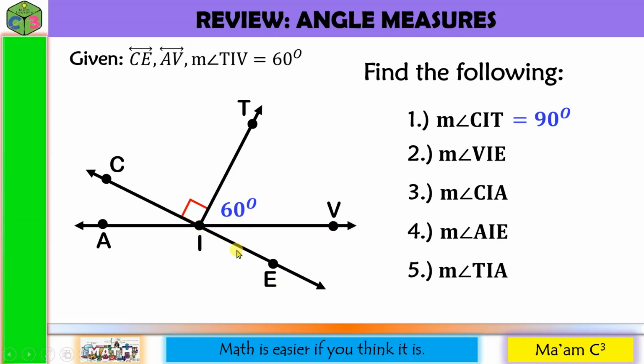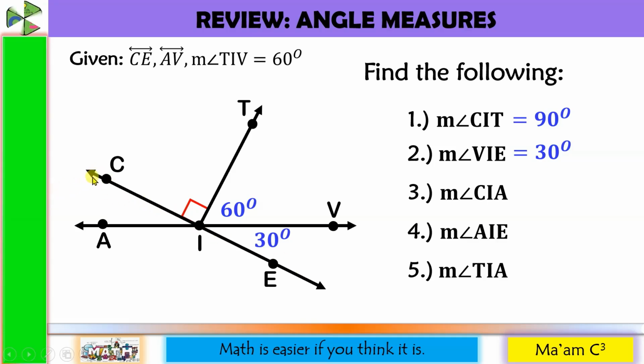So this one. CE is a straight line. So this creates 180 degrees. If this is 90 degrees, then this one is also 90 degrees. Given that TIV is 60, then VIE is 30 degrees. So this one is 30 degrees. 60 plus 30 is 90 degrees. So this one is 90 and this one is also 90. So they create a straight line.